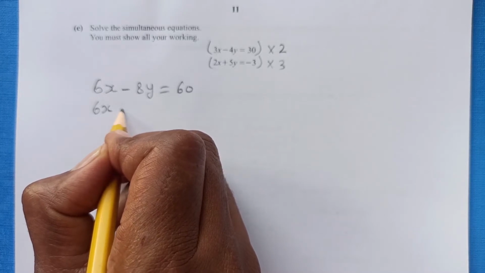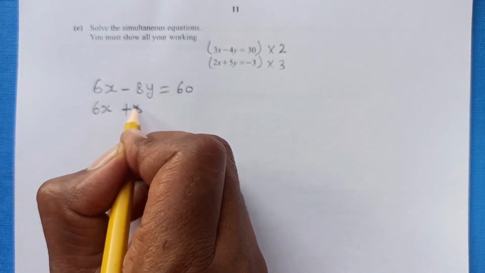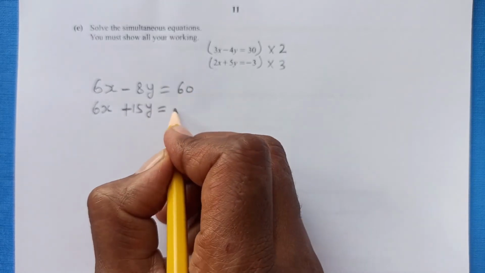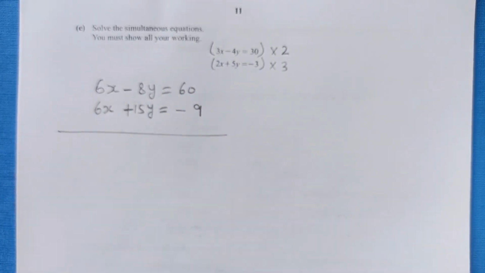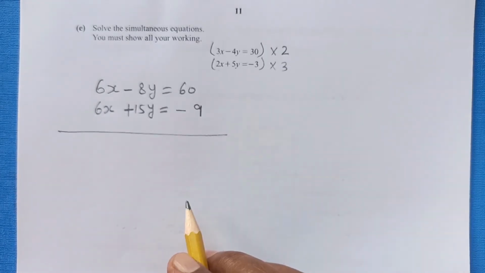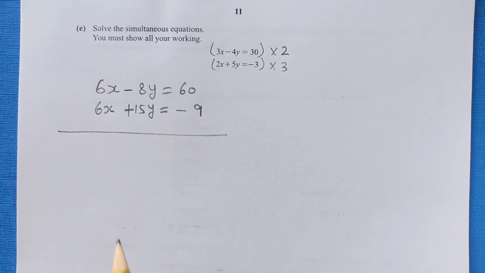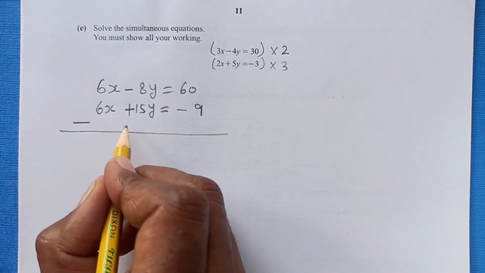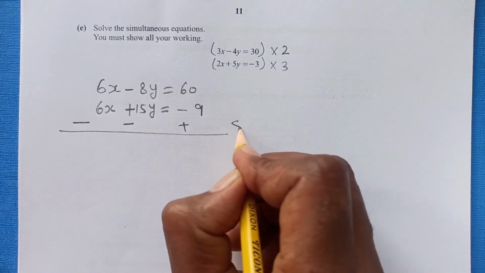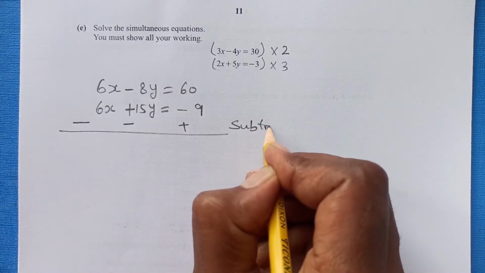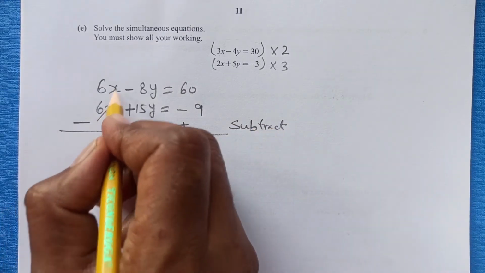5 times 3 is 15, so 15y plus 15y equals 3 times 3, which is 9. Now the coefficients are the same, and the sign is also the same here, so we have to subtract this one. When you subtract, you change the signs of the lower equation. So this and this are gone.